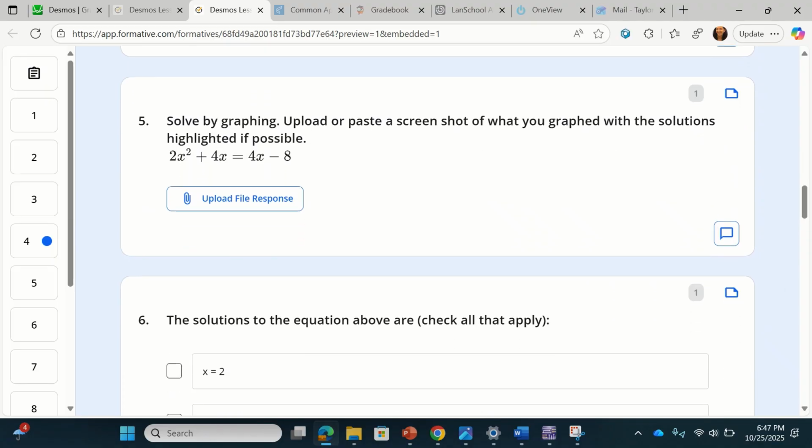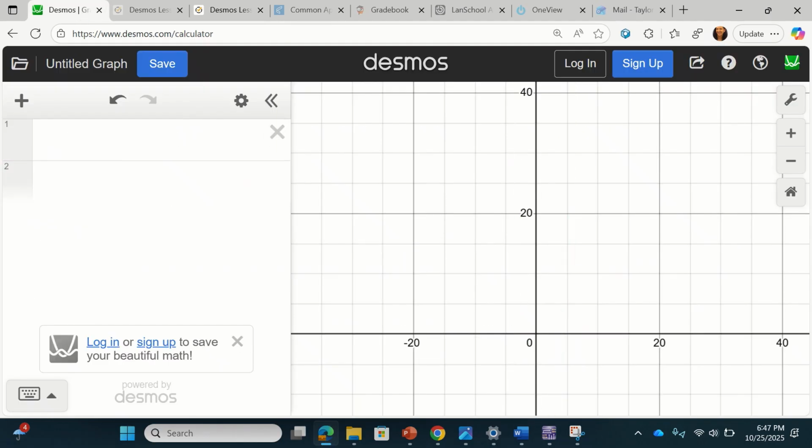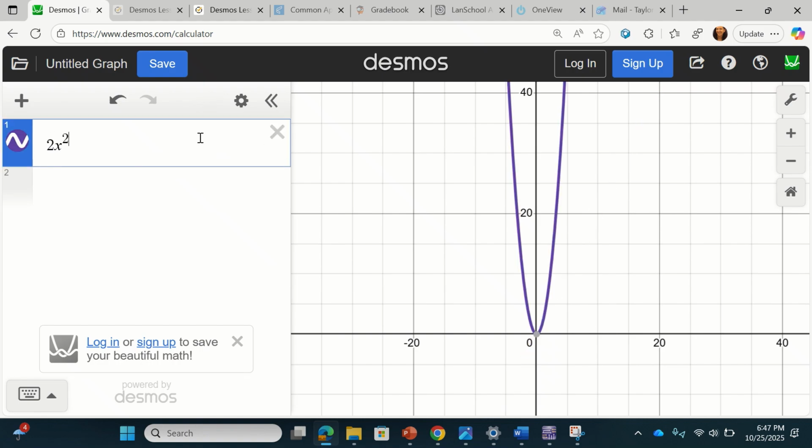Now, this is another one with the graphing. Okay, so we're going to take a look at this one: 2x squared plus 4x equals 4x minus 8. So let's go and check that out. So 2x squared plus 4x equals 4x minus 8.